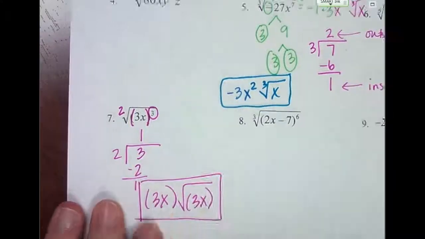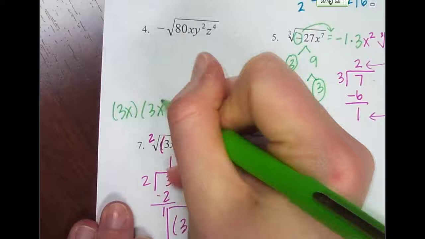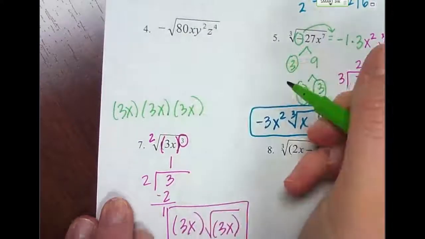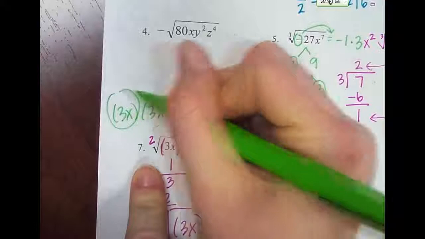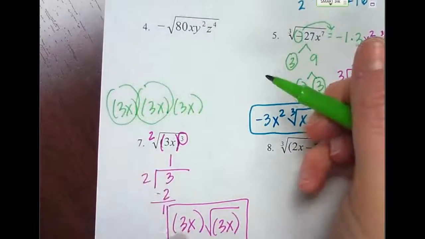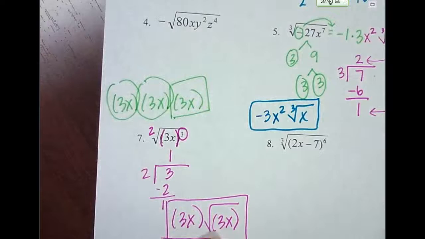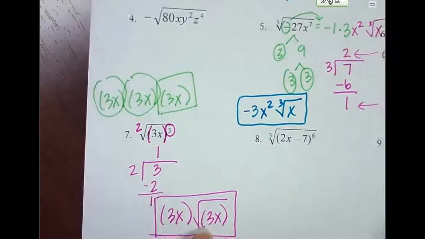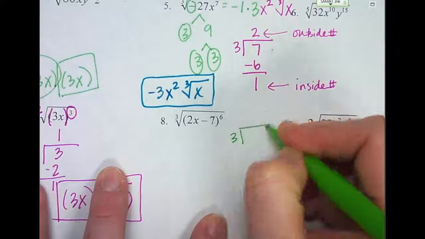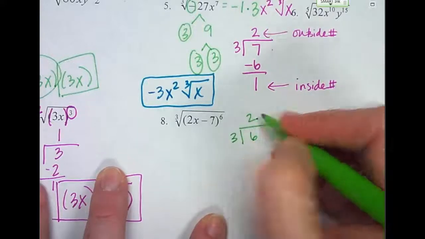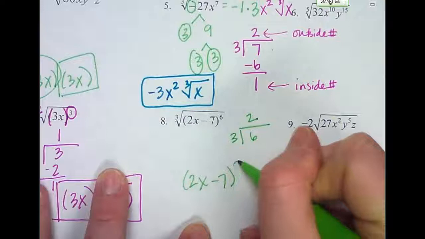Okay, now let me show you that one a different way as well. I have 3 of these, because it was 3x cubed, so I have 3 of them, and I want a group of 2. There's a group of 2. That means I can pull 1 on the outside, but I have this one left. It has to stay on the inside. Okay, so number 8, the shortcut again is how many times does 3 go into 6? Twice. There's no remainder, so that means my answer is just 2x minus 7 squared.